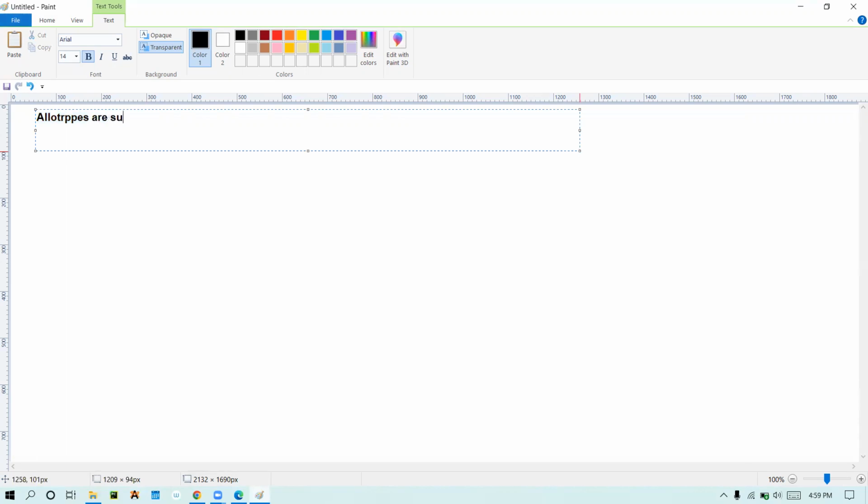Allotropes are substances of the same element having different bond arrangements to give different physical properties. They have different physical properties.